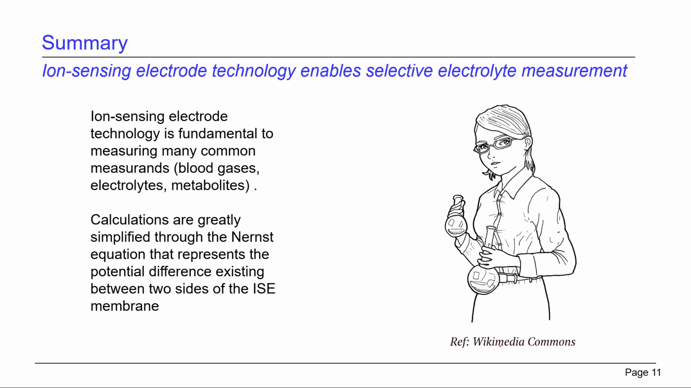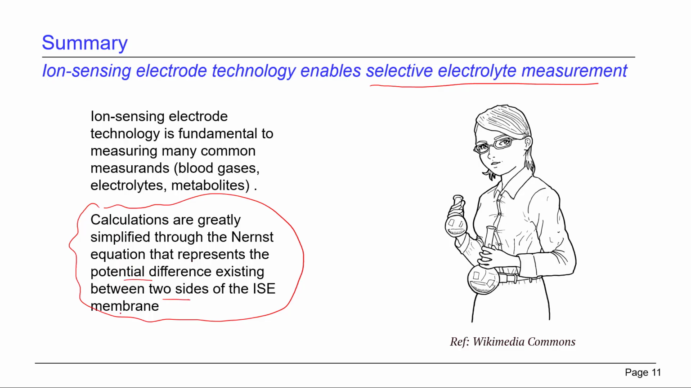To summarize, the ion-sensing electrode technology enables very selective electrolyte measurement. The ion-sensing electrode is fundamental to measuring many measurands: blood gases, electrolytes, metabolites. Essentially what I hope you got out of this second half of the video is that the calculations are greatly simplified through the Nernst equation, which represents a potential difference between two sides of the ion-specific electrode membrane.